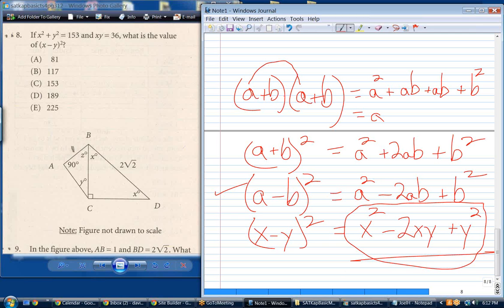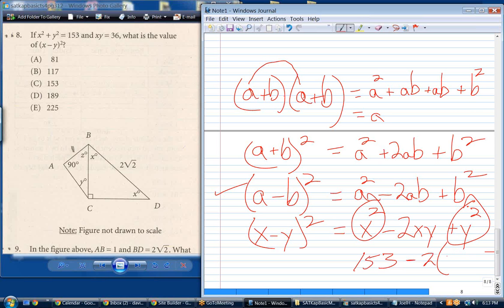153 plus what? Or minus what? 153, that's minus this part, and that's this part and that part. So that's 153 minus 2 times xy. What's xy? It's given to us in the problem. What's xy equal? 36. So it's 153 minus 72. Okay. 81. All right.